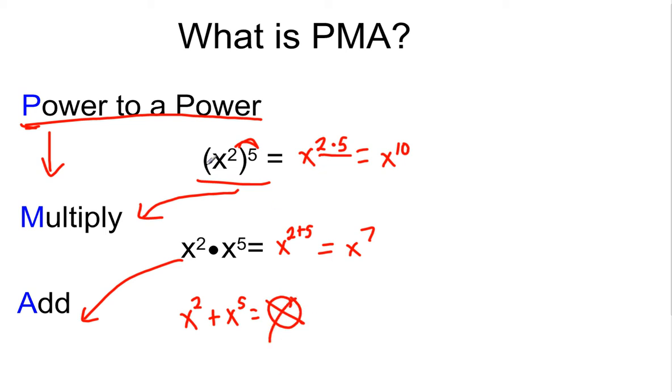So the property goes something like this. If you have a power to a power, that's the P, you are going to multiply the exponents together. So 2 times 5 is 10. If you have a power times a power, if they're being multiplied together, you do the next thing on the list, which is to add those exponents together, and that gives us x to the 7th here. And if you have two exponents that are being added together, you can't do anything with them. There's no property that says you can do math with them right now.